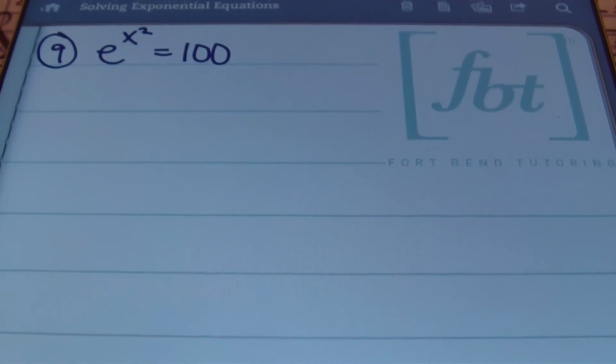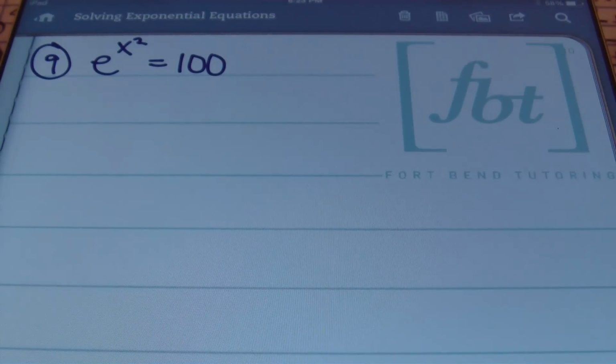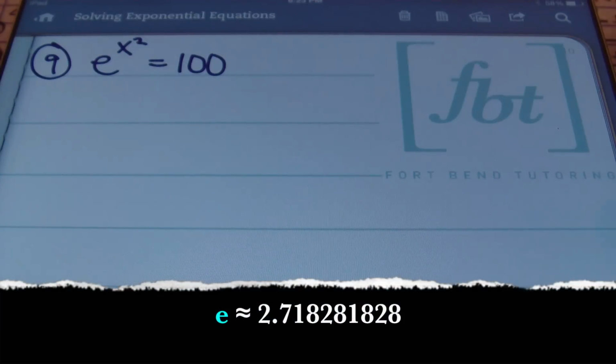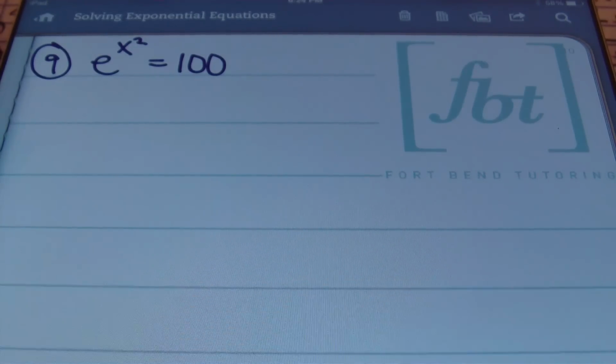In problem number 9, we have e to the x squared equals 100. Well, one thing I know about the constant e is that its value is approximately 2.718, and its mortal enemy is the natural log. So that's what I'm going to use to solve this problem.